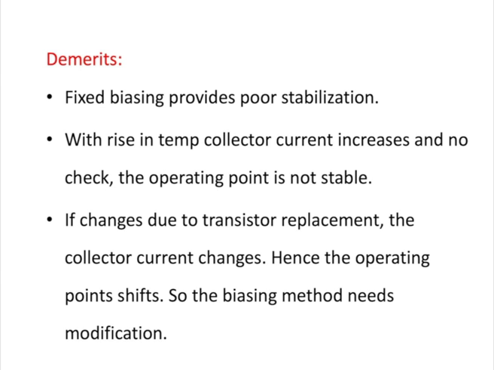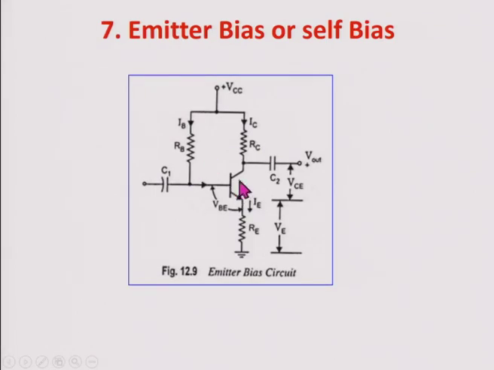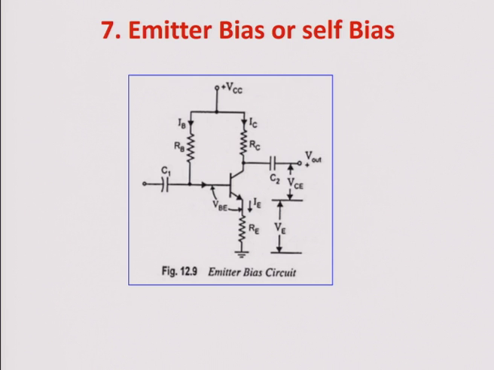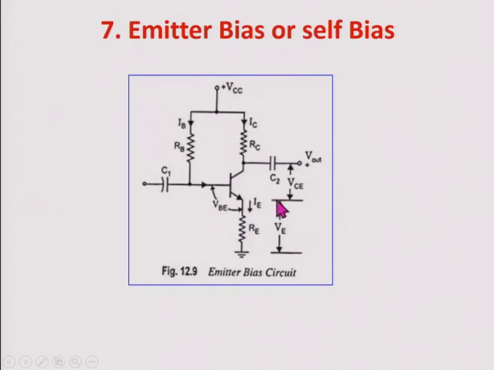What is the next one I am using? Emitter bias. What is this emitter bias? What is the difference between the previous diagram and this one? In the previous diagram, there is no RE across the emitter. The emitter is connected directly to the ground in fixed bias, whereas in emitter bias RE is connected to the ground terminal. Using this, RE acts as a negative feedback from base to the emitter.